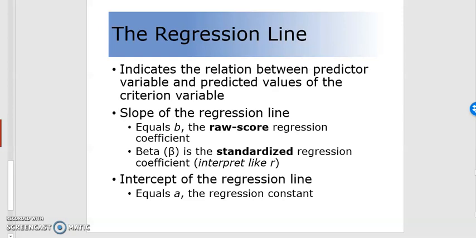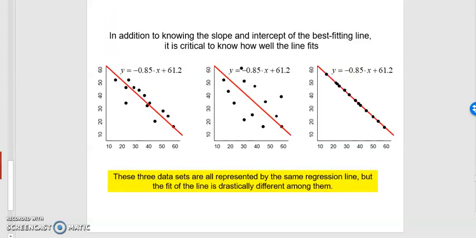So again, some terminology. B would be a raw score regression coefficient, and when standardized, when I'm calculating this with z-scores, your beta is basically your r. It's how related they are, the relationship between the criterion and the outcome. And then A is your constant. A is the number that's going to fall on your y-axis when x is 0. So I want you to take a look at these three different samples.